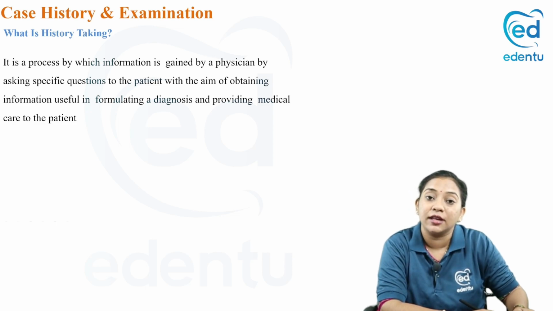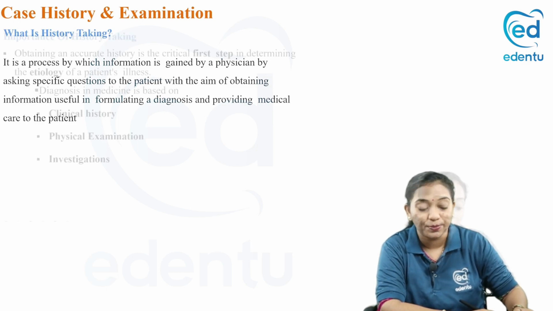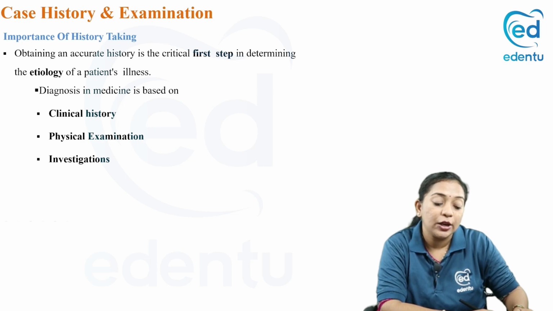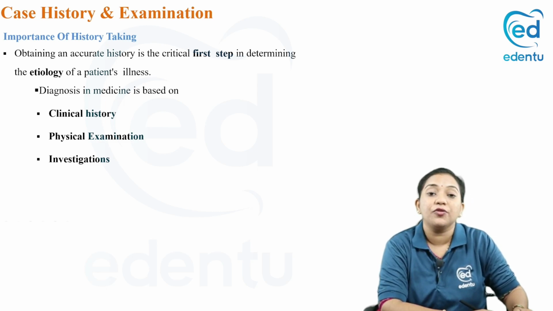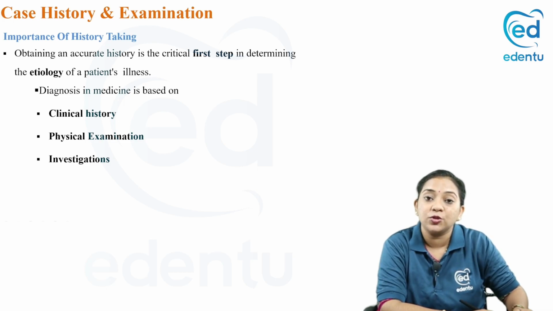So the importance of case history taking helps you to reach a proper diagnosis of the conditions too. Obtaining an accurate history is a critical first step in determining the etiology of a patient's illness. So the diagnosis in medicine is based on the clinical history, physical examination and the investigation. So before concluding the diagnosis, we have to have a proper clinical history, the physical examination has to be done properly and the investigation has to be done accurately.